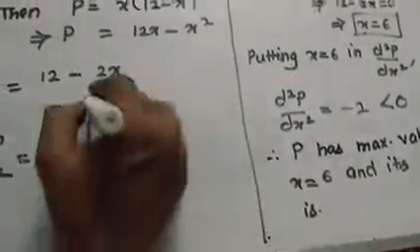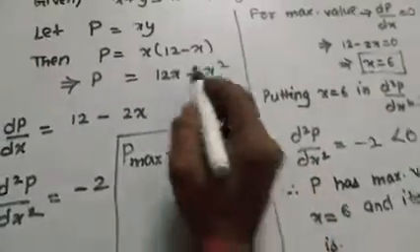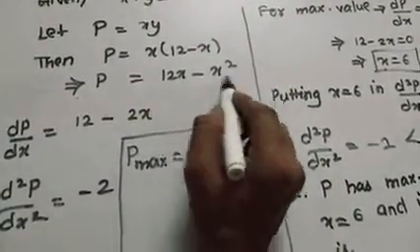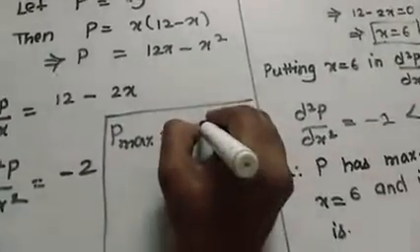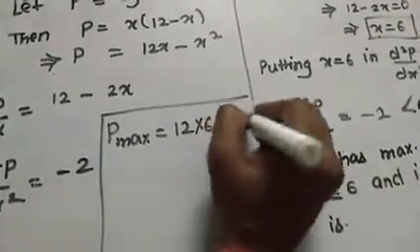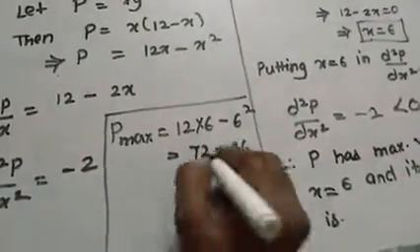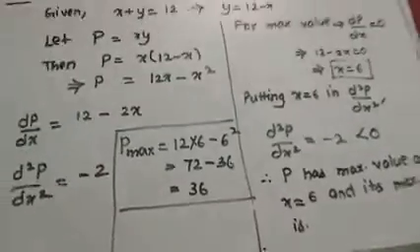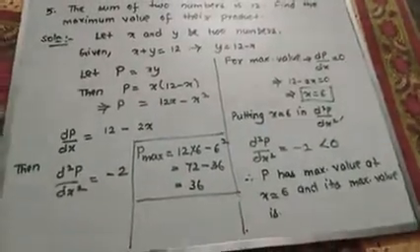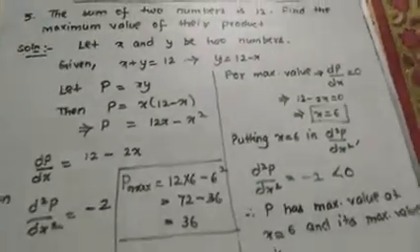And its max value is p max. What is our p? 12x minus x square. What is our x? 6. So 12 into 6 minus 6 square. 12 into 6 is 72, 6 square is 36, 72 minus 36 is 36. This is our p max. So this is our maximum product, that is 36.